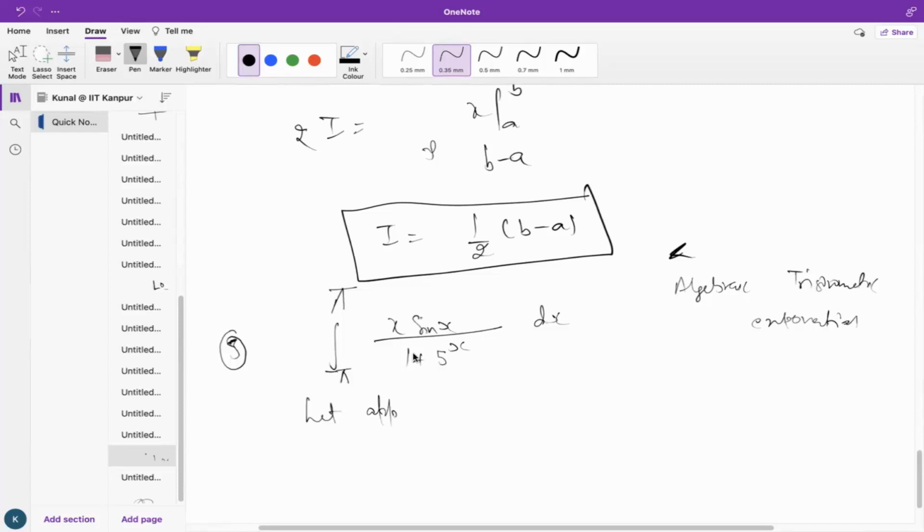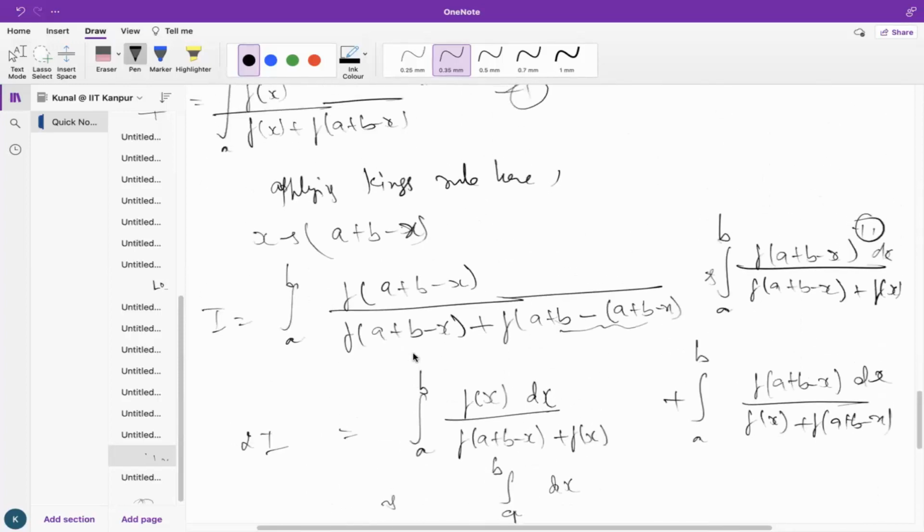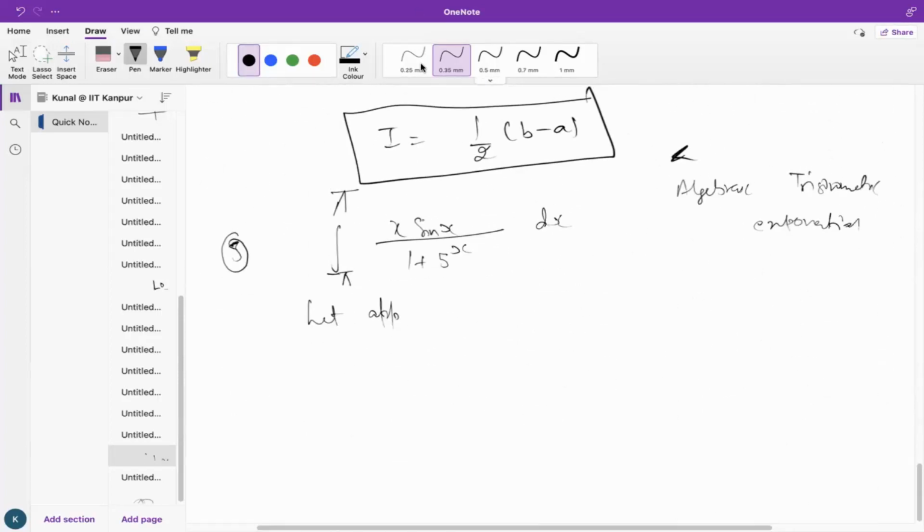If we think about it, let's apply King's rule here. King's rule is very efficient to solve a complex looking integrand that we cannot solve easily by indefinite integration. I mean it would get solved somehow, but it would become very long. You can easily solve this with King's rule. I hope you all understand what I'm trying to say. So let's apply King's rule here.